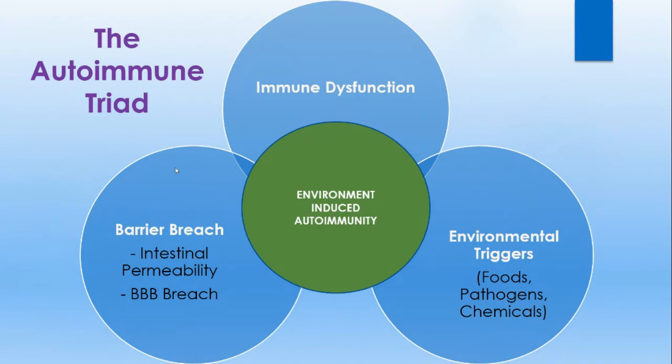Immune dysfunction could come from chemical exposures too. It could come from fatty acid imbalances. It could come from vitamin and mineral deficiencies or imbalances. I mean, there's a ton of different things. But immune dysfunction is another one of our factors in this Venn diagram. So you've got immune dysfunction, you've got barrier system breach, and you've got environmental triggers that all overlap to contribute to and form, in the center of the Venn diagram, environmentally induced autoimmunity.